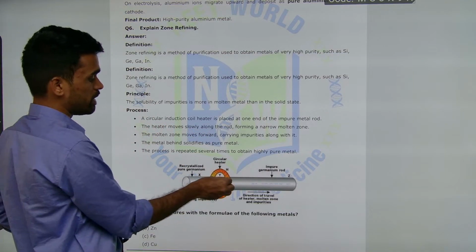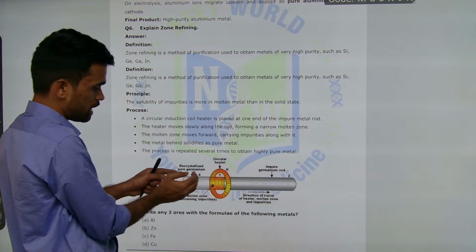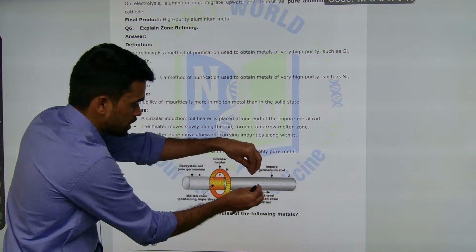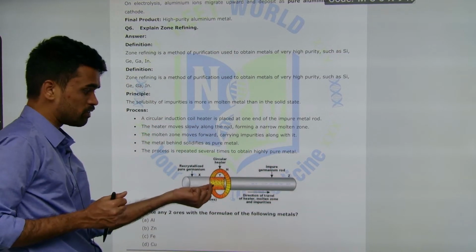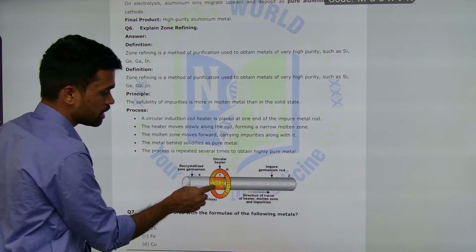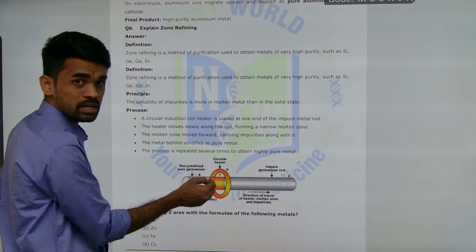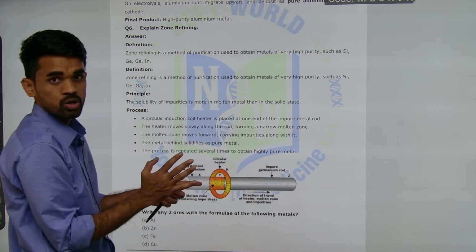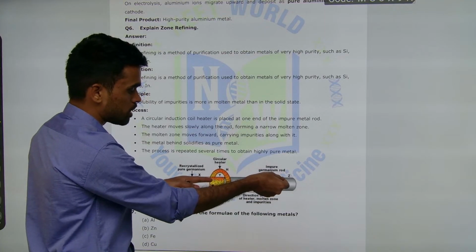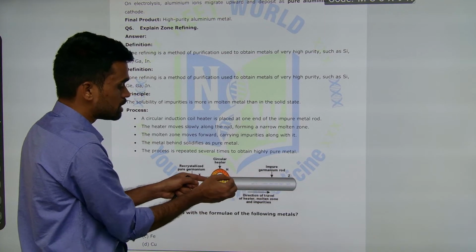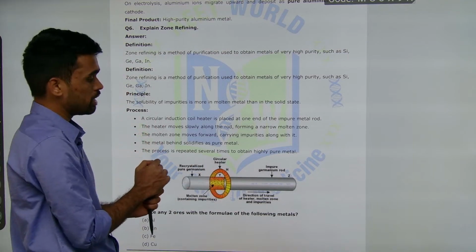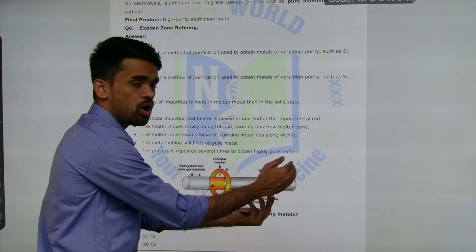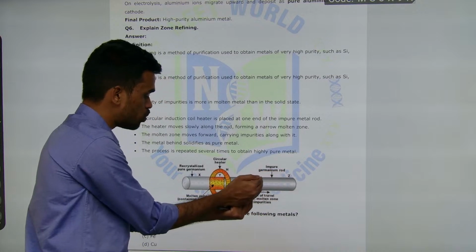Now what happens when you heat this rod at one end? Whatever impurities are there in this germanium rod all come towards the molten form of the impure germanium rod. Why? Because the impurities present in this rod have more solubility in the molten state compared with the solid state. That's why all the impurities of this germanium rod come into the molten zone, and they will be taken out to one end.